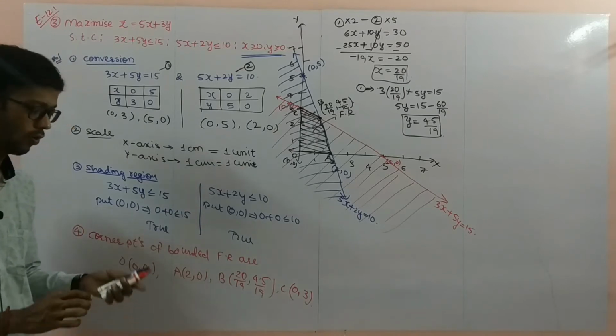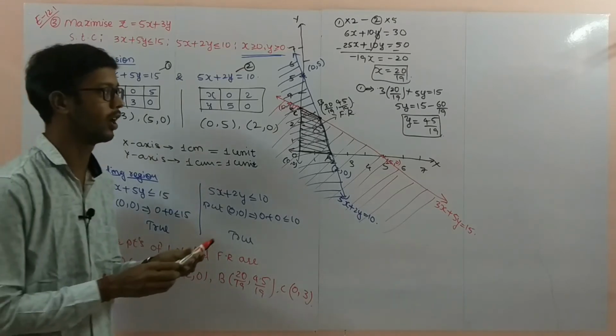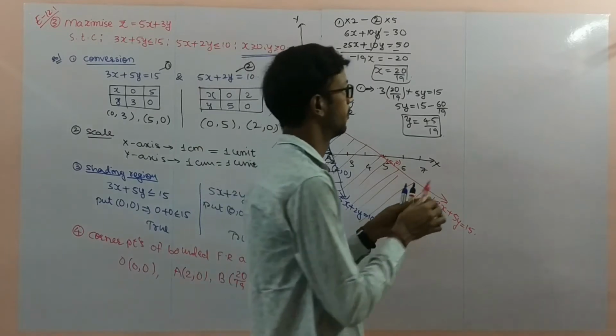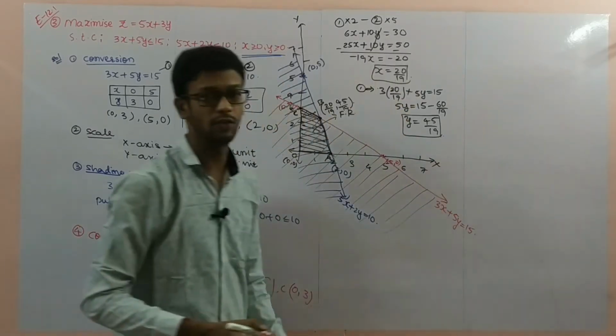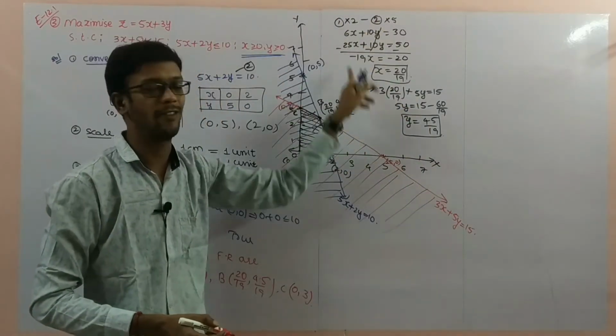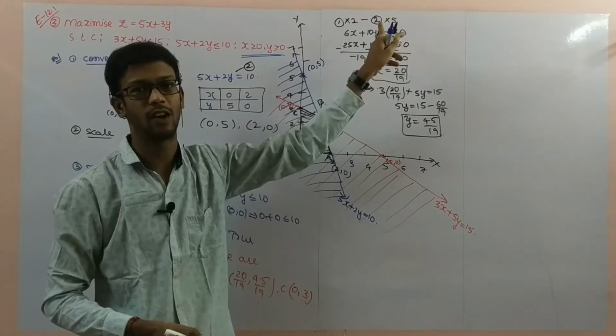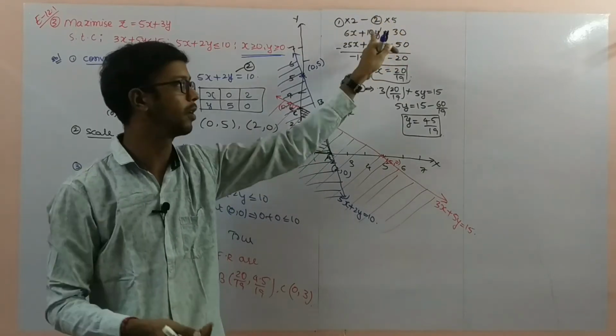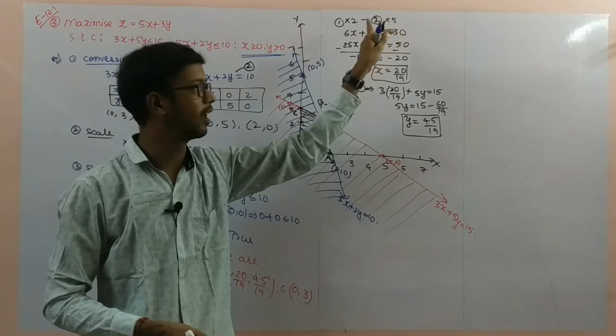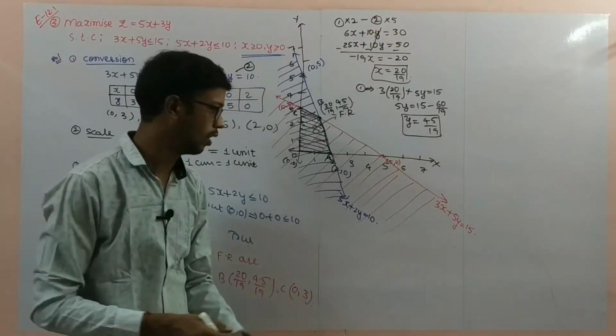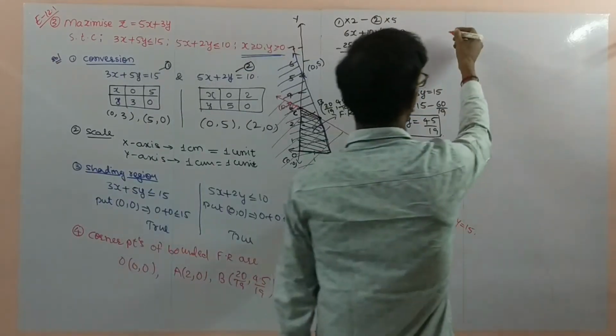So now you have to find the optimal solution. This one you can take as rough work. Don't write it in the graph. You can do this total on rough paper. It won't carry the marks also. So now, optimal solution.